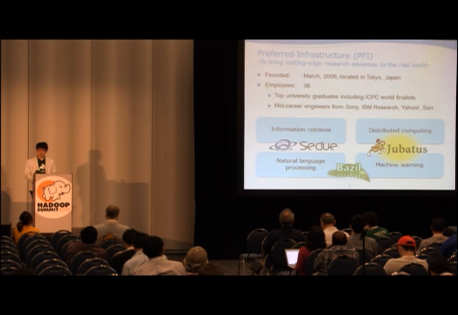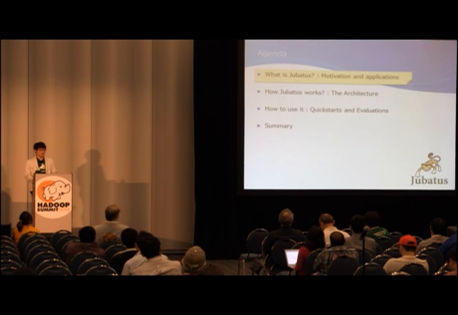Let me introduce our company briefly, because no one knows our company. We are a very small software company in Tokyo. We have only 36 employees. These 4 areas are our expertise, and we have 3 products. And today I will talk about Jubatus. This is the agenda of my talk: I will talk about what Jubatus is, its motivation and application. Next I would like to explain how it works, and finally I would like to show how to use it.